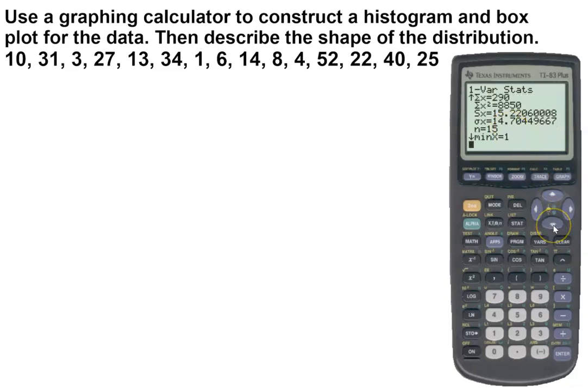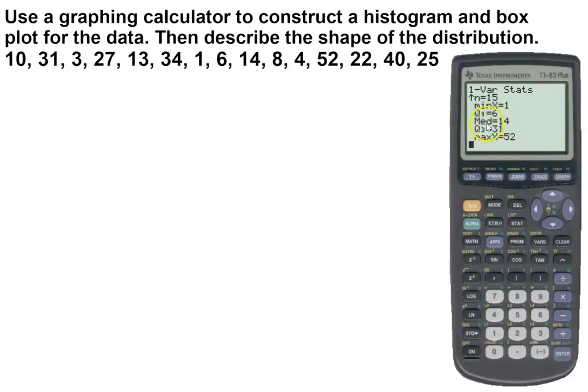Now, if I scroll down, I can see the 5-number summary, where the minimum is 1, the quartile 1 is 6, and the quartile 1 is the first part of our box in our box and whisker plots. Or if you think about it, it's the median of the first half of our data set. Then we have the median of the whole data set, which is 14. Quartile 3 is on the far right-hand side of the box in the box and whisker plot. Or you can think about it as the median of the second half of our data set. And then our maximum is 52.